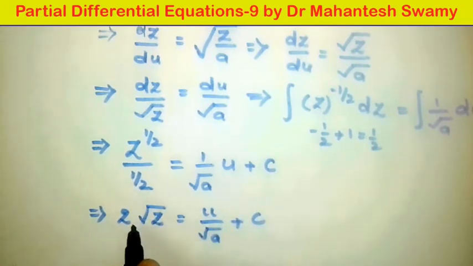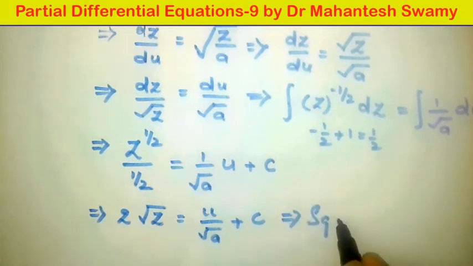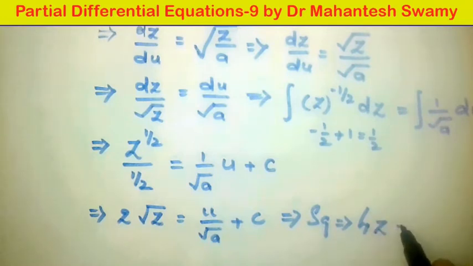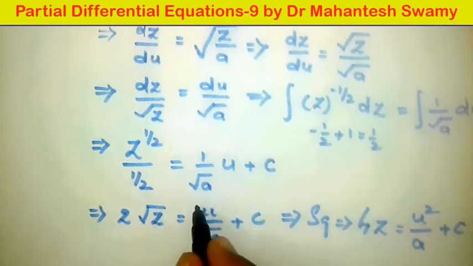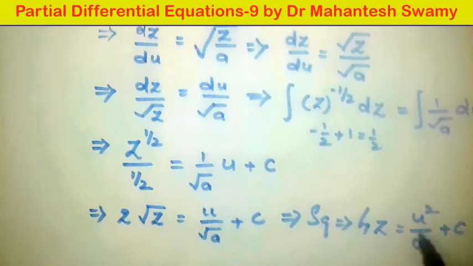If we want the solution in the form of z, let us square on both sides. On squaring, 2 becomes 4, root z becomes z, and on the RHS we have to take the whole square of u by root a plus c. Sorry for that, we have to take the whole square on this particular thing, that is, u by root a plus c whole square on the RHS.